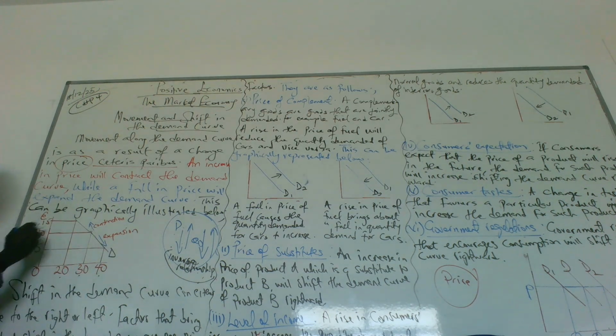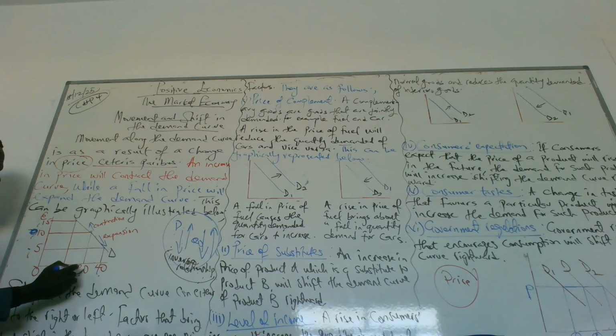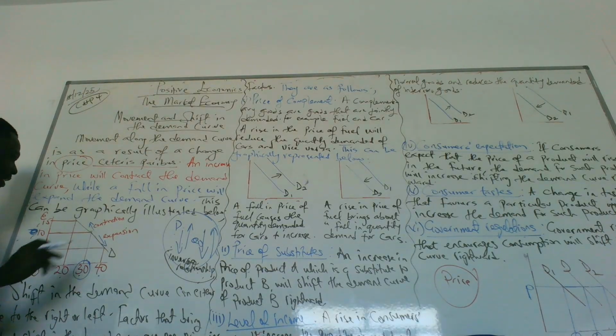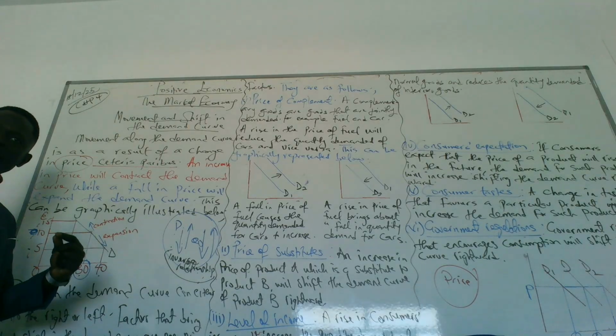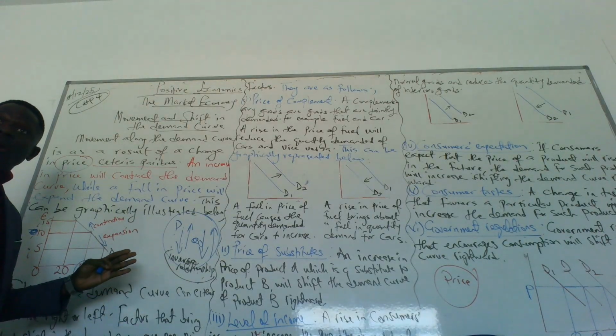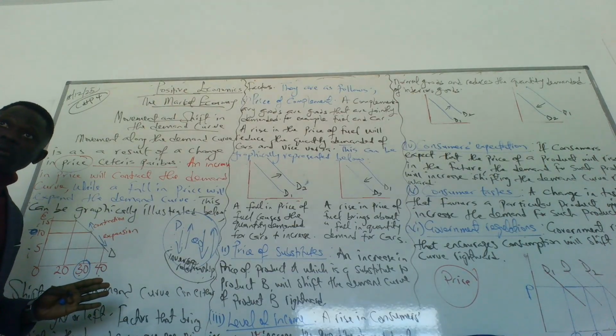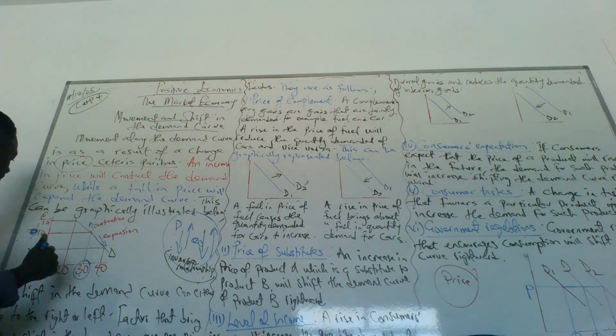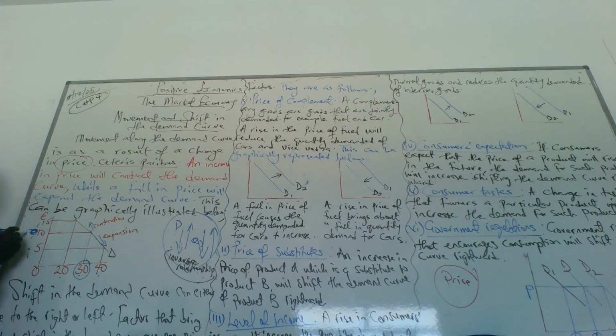So look at the price here. Let's assume the price is 10. This is the original price. At 10, the quantity demanded is what? 30. Now, we said a price change could be an increase in price or reduction in price. Yes or no, please? Yes. Great. Now, let's assume the price increases from 10 to 15.